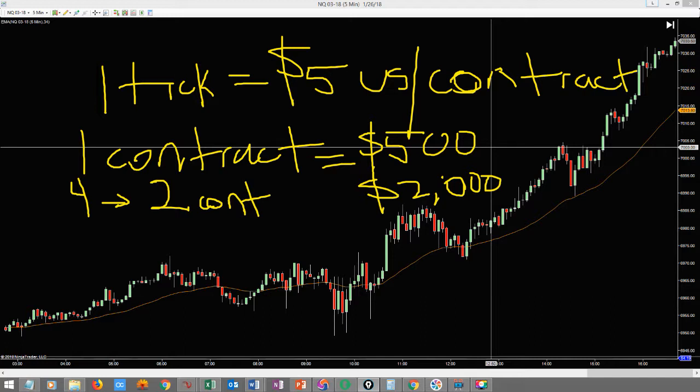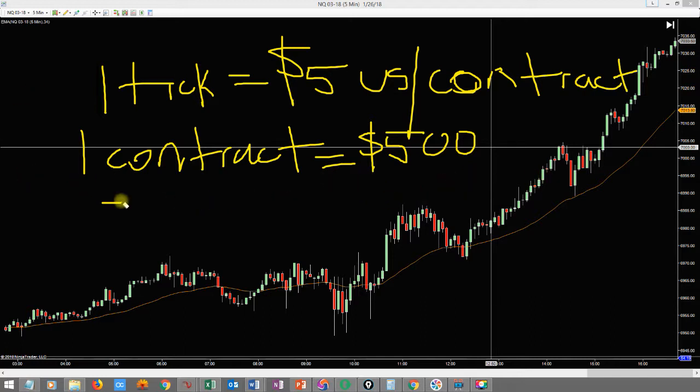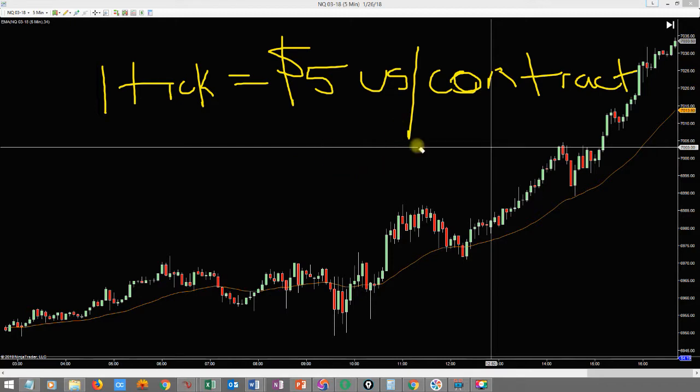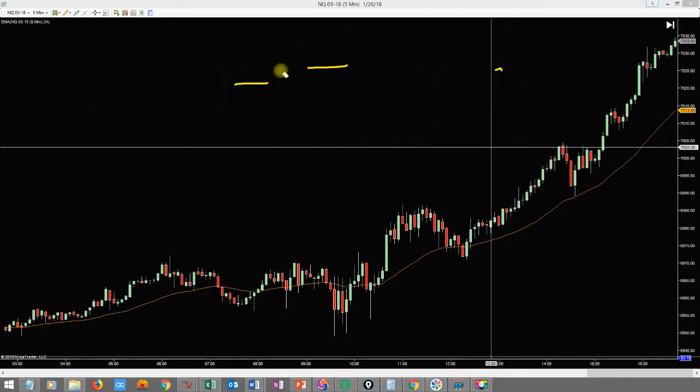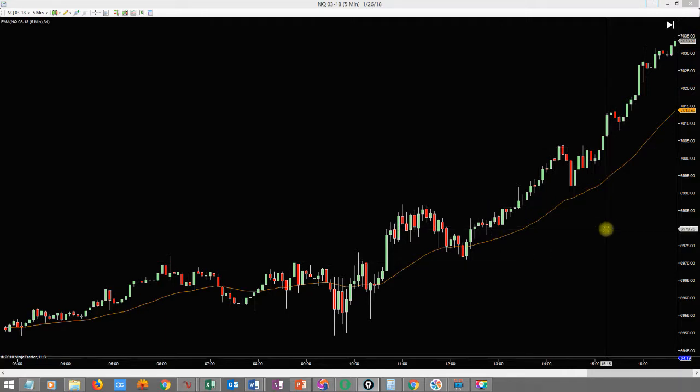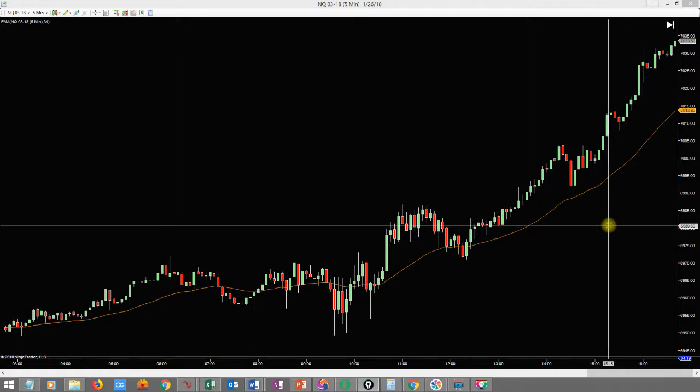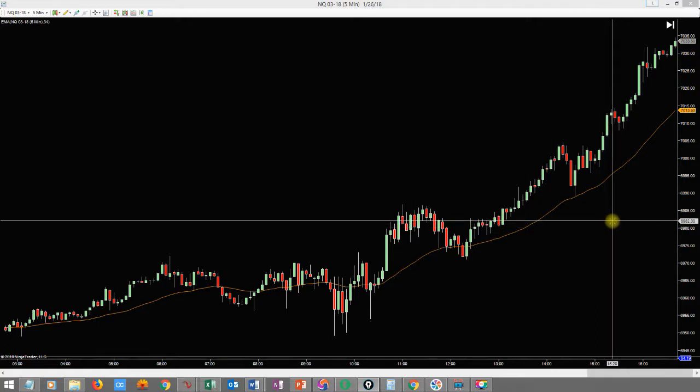So let's look at an example here, and you've seen this in my other videos as well. If it goes from 6980 to 6982, that's 2 points or 8 ticks. If you're trading 2 contracts at $5 each, that's $10 per tick. If that's 10 ticks, that's $100 right there. That 2 point move is $100 if you trade 2 contracts. So that's the NASDAQ.